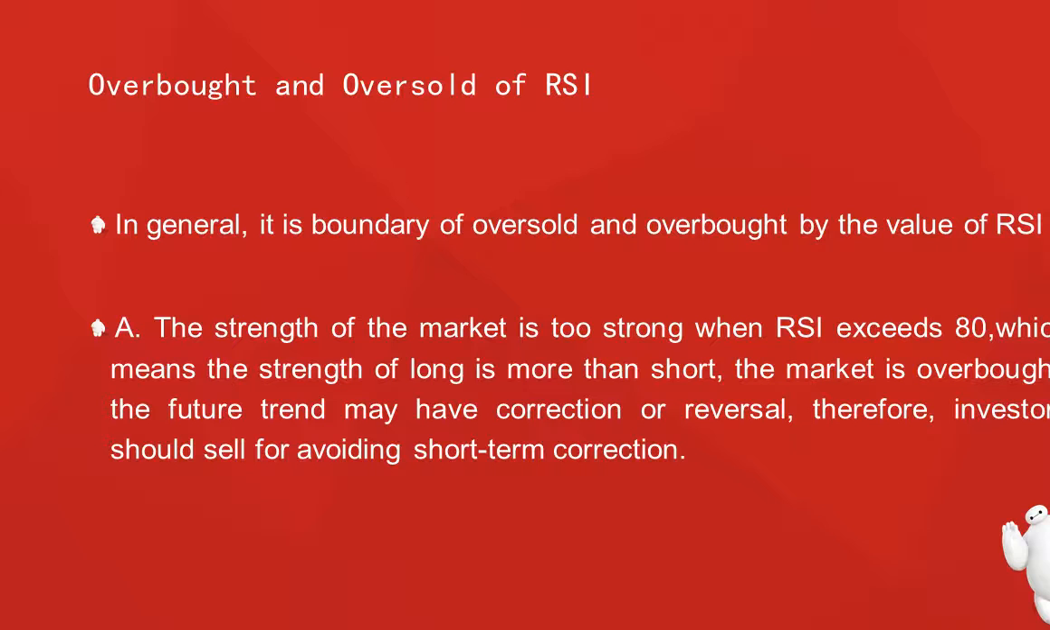The next one we talk about is the overbought and oversold of RSI. How to judge overbought and oversold, okay? In general, the boundary of oversold and overbought is by the value of RSI. The market is too strong when RSI exceeds 80, which means the strength of long is more than short. The market is overbought. The future trend may have a correction or reversal. Therefore, investors should sell to avoid short-term correction. So if you see the RSI exceeds 80, you should pay more attention to the short-term correction.